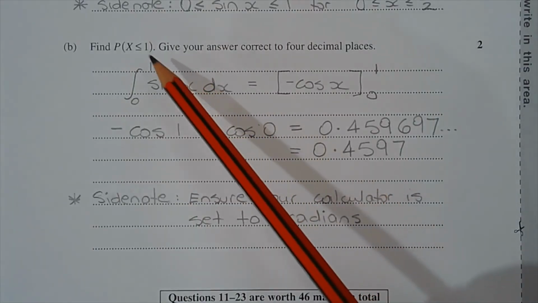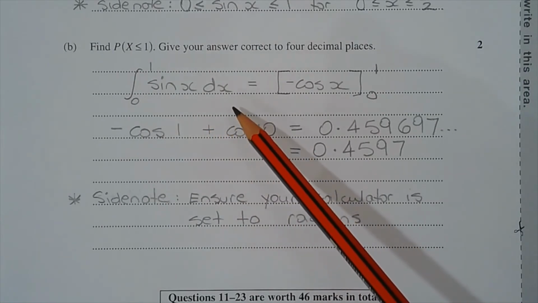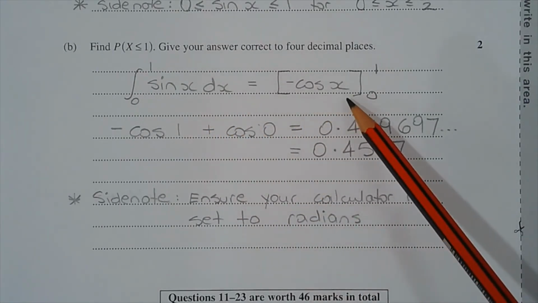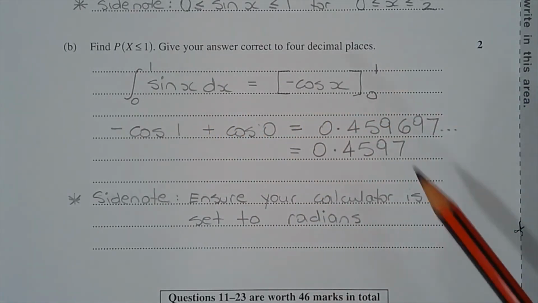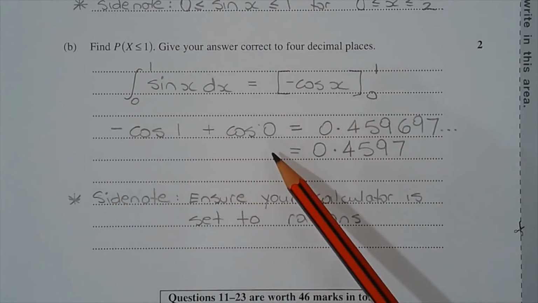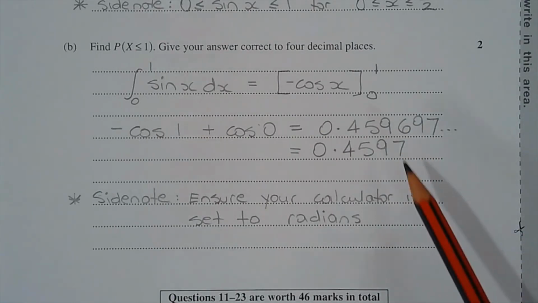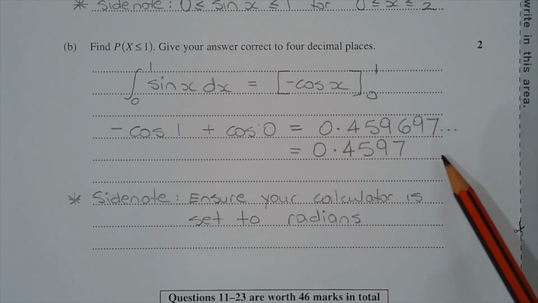The probability of x less than or equal to 1 is given by the integral from 0 to 1 of sine x dx, and that equals negative cos of x from 0 to 1. Expanding the brackets and applying the limits, we have negative cos of 1 plus cos of 0 is equal to 0.459697, and so on. Rounding that value to 4 decimal places, that equals 0.4597.